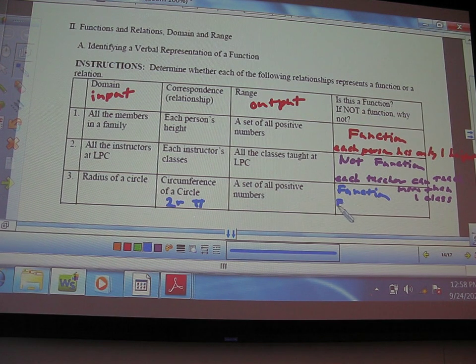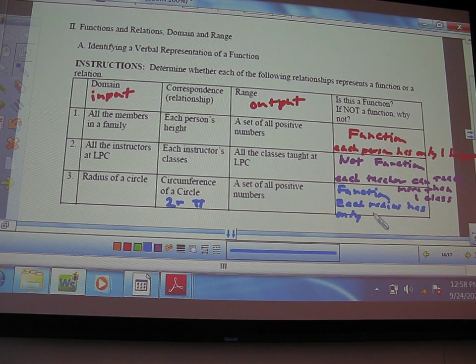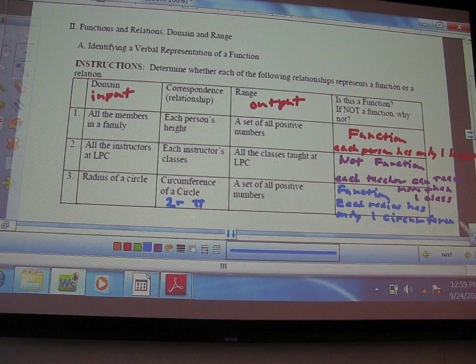Because each radius has only one circumference. Okay, good. Everyone feeling okay with this so far? We're going through this, hopefully, step by step to get you comfortable with the concepts. All right, so we're going to take a look at the bottom part of the page.